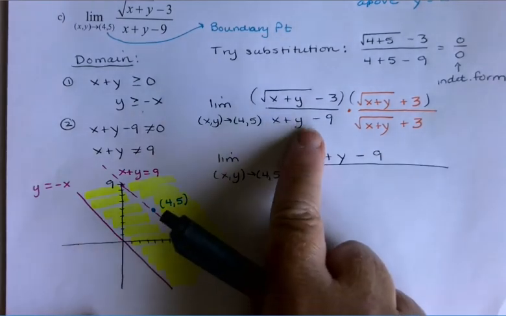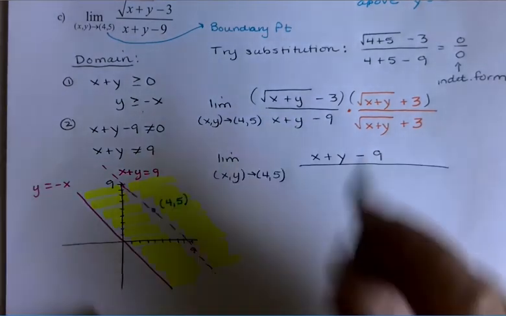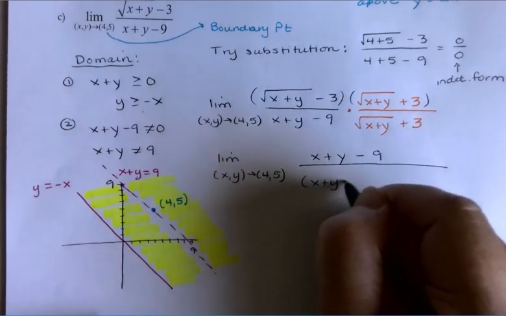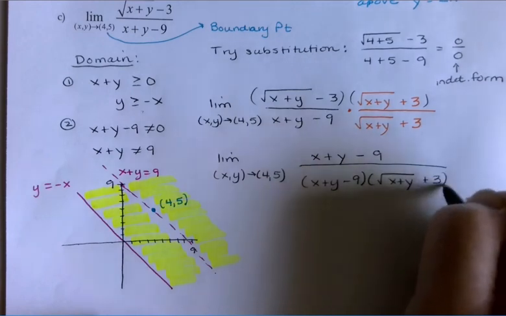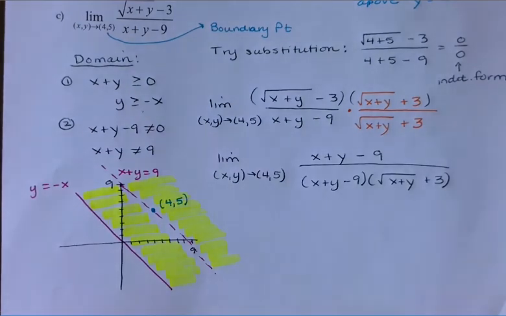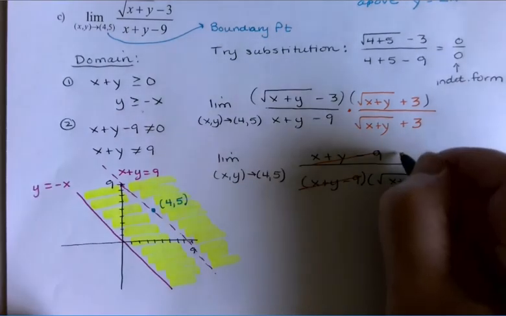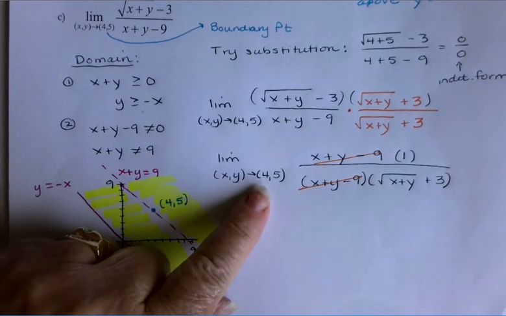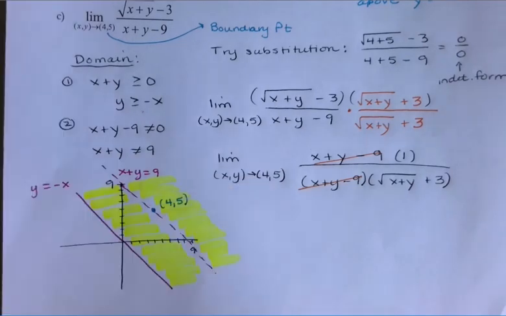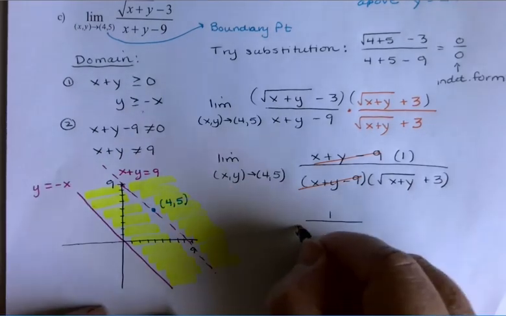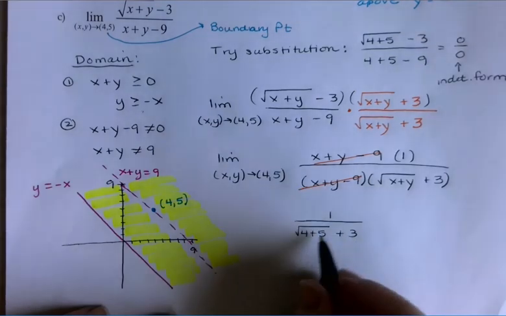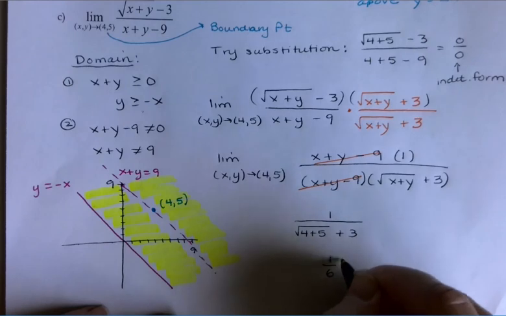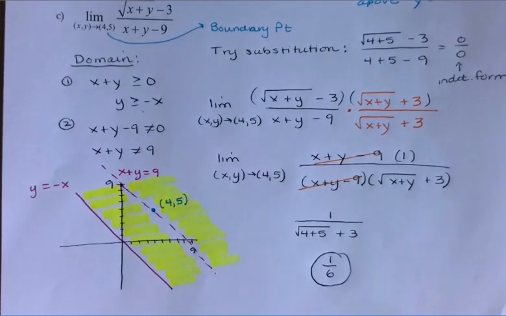I'm not going to multiply out the bottom because I'm looking at that x plus y minus 9 thinking, hey, I'm going to get to divide you out in just a minute. And that's exactly what we want to do. And that's just going to leave a 1 up top, meaning that I'm going to now be able to try and plug in my 4 and 5 again. And nothing bad happens this time. I just get 1 over 3 plus 3, or 1/6 for my limit.